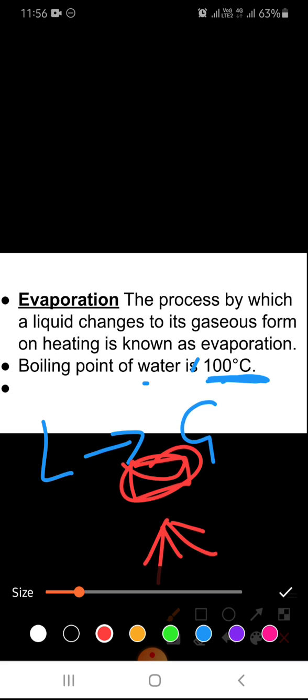So what is evaporation? When anything starts boiling, it will release gas. That gaseous form is of the liquid. So this process is known as evaporation.